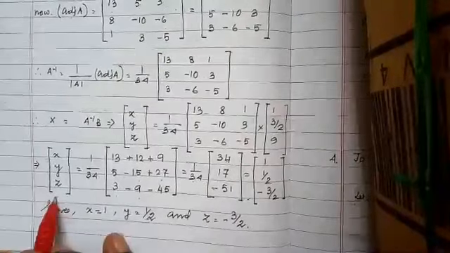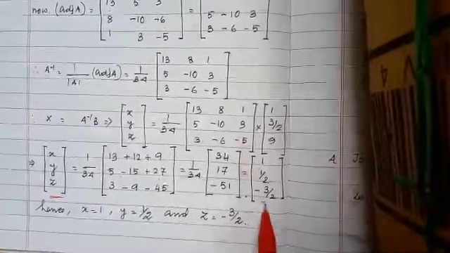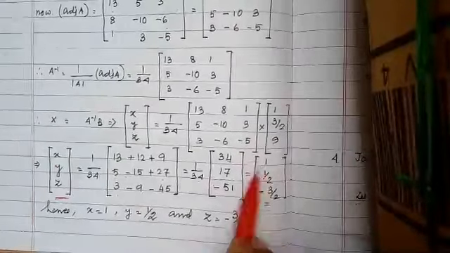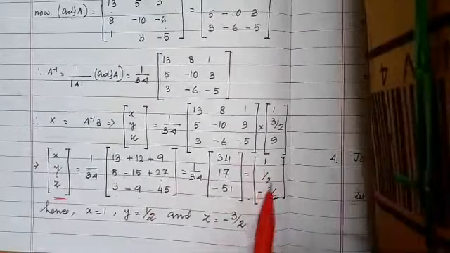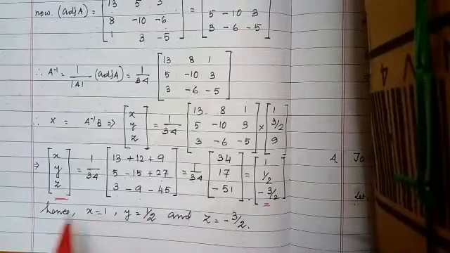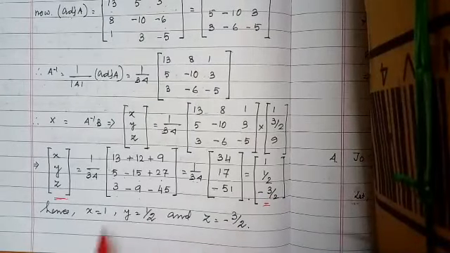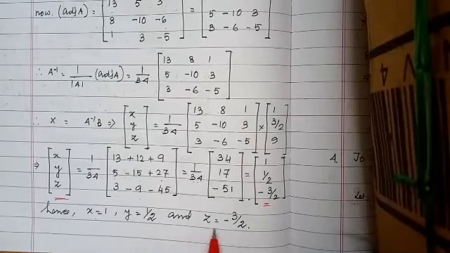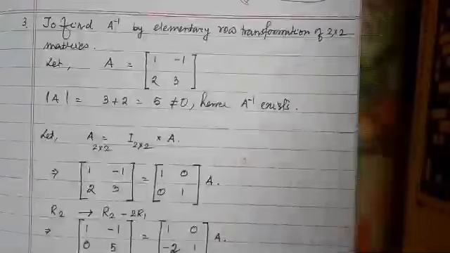Now if we compare this matrix and this matrix, their corresponding elements are equal. By this, X is equal to 1, Y is equal to 1 by 2, Z is equal to minus 3 by 2. Therefore this is the required solution: X is equal to 1, Y is equal to 1 by 2 and Z is equal to minus 3 by 2.